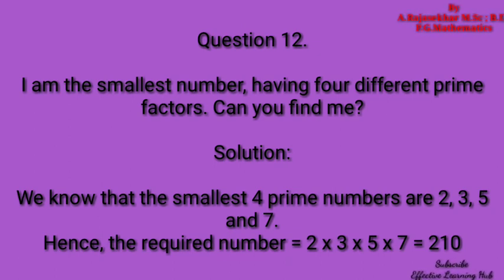Twelfth question. I am the smallest number having 4 different prime factors. Can you find me? We know that the smallest 4 prime numbers are 2, 3, 5 and 7. Smallest number with 4 different prime factors: hence the required number is 2 into 3 into 5 into 7 equal to 210.